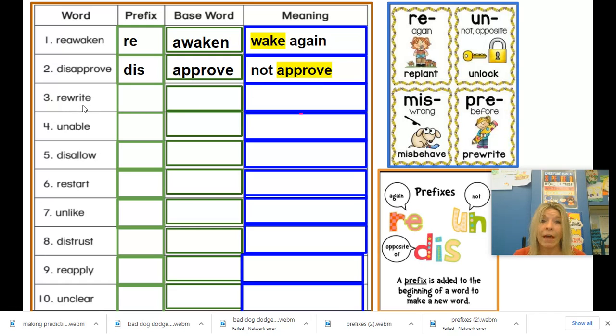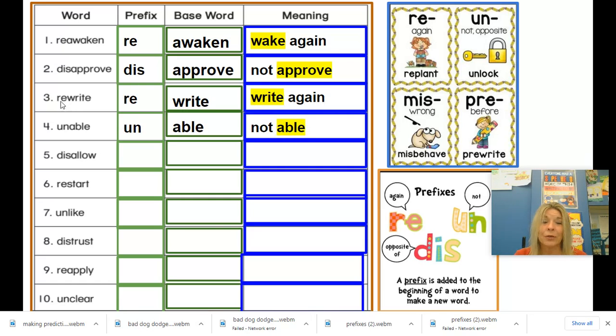Rewrite, start thinking of that one, and unable. Can you separate that word into the prefix and base word and the meanings? Can you think of the meanings of those words? The poster here might help you. It does have the meanings. Let's see what you've come up with.